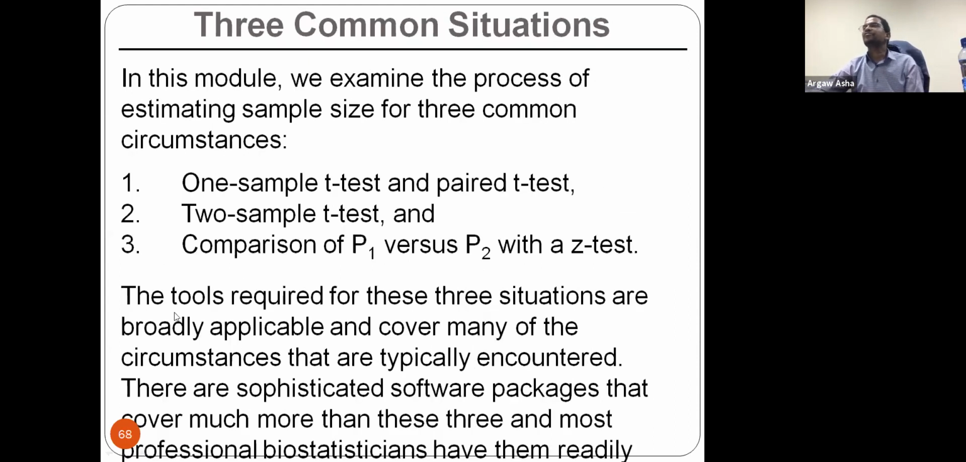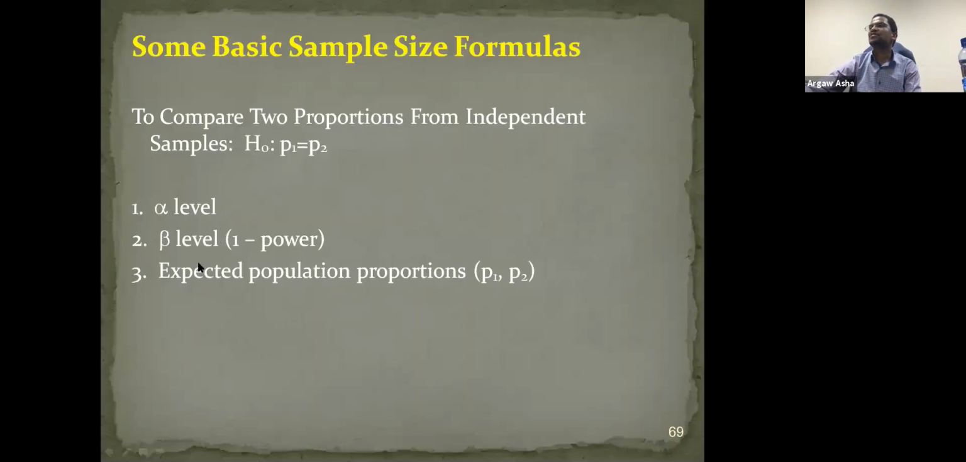In this case, we have 3 common situations for testing. We have the one sample t-test and the paired t-test, or we have 2 sample tests, or we can compare P1 versus P2 with the z-test.